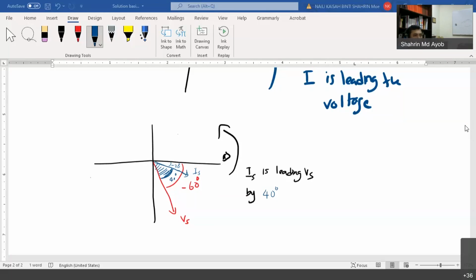So I think we dismiss our class, if you don't have any questions regarding the mesh and nodal analysis. Then you continue with the superposition theorem. Sorry, yes, I will upload the superposition theorem video after this.